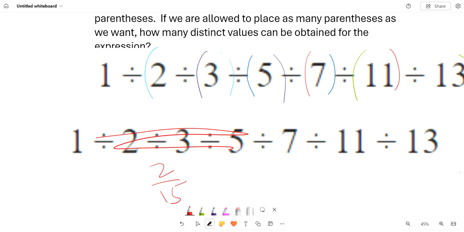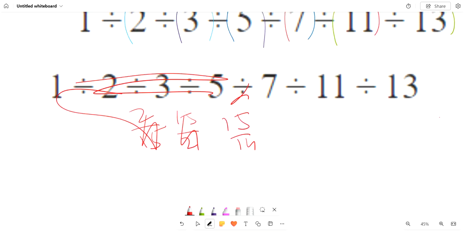And you just keep working. 1 divided by 2 over 15 is just 15 over 2. Divide by 7, 15 over 14. And then you end up with 15 divided by 14 times 11 times 13.